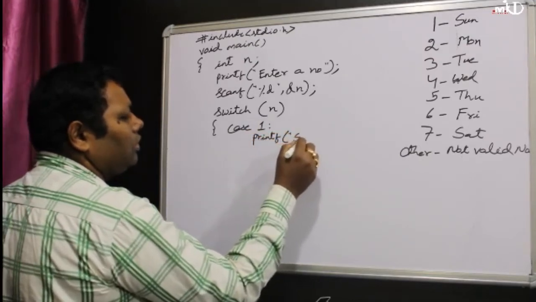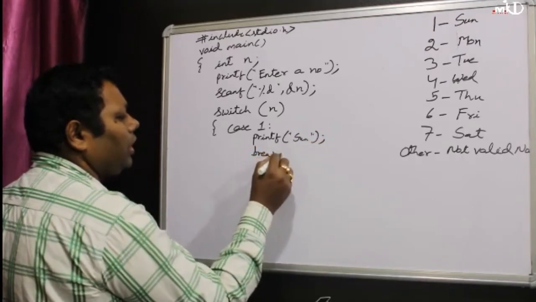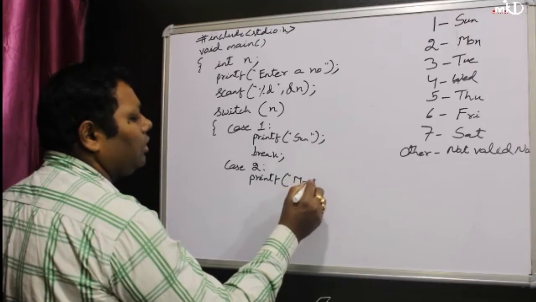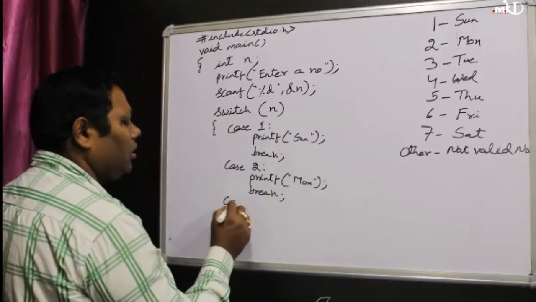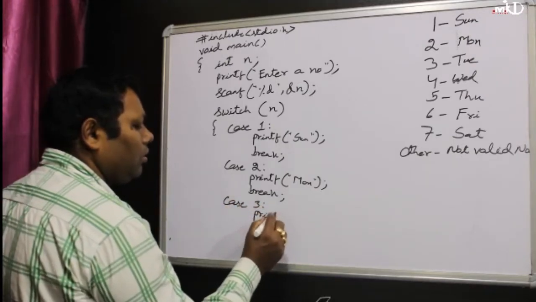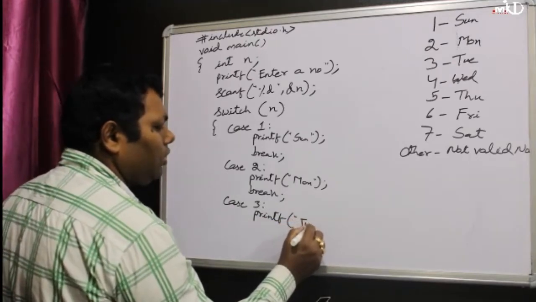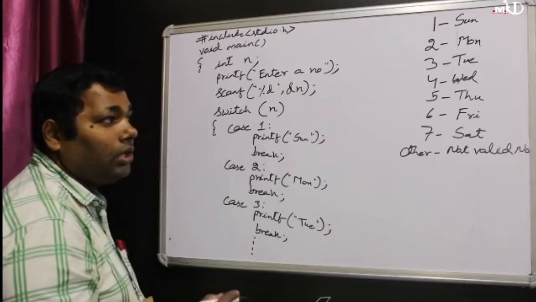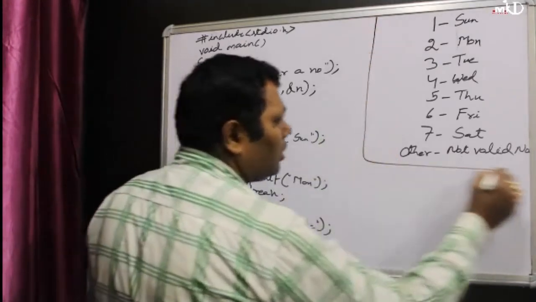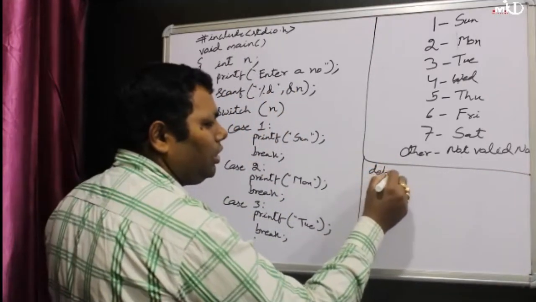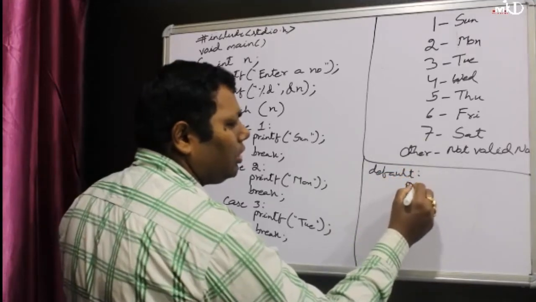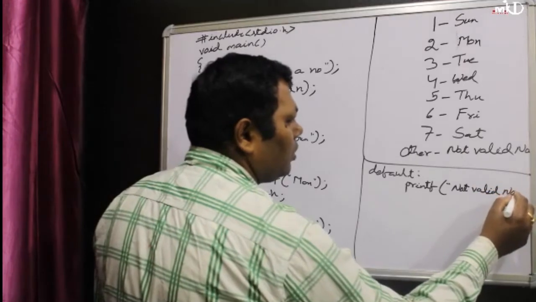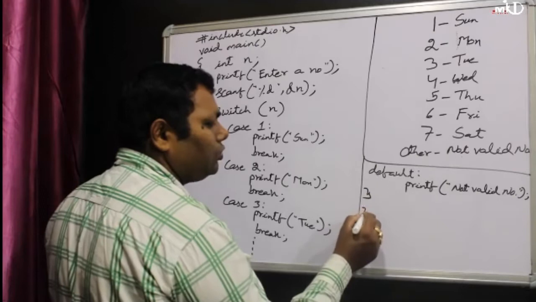printf("Sunday"), break; case 2 printf("Monday"), break; case 3 printf("Tuesday"), break. Similarly, we write case 4, 5, 6, 7, and after that default colon, printf("not valid number"). Then close the switch case and close the main function.